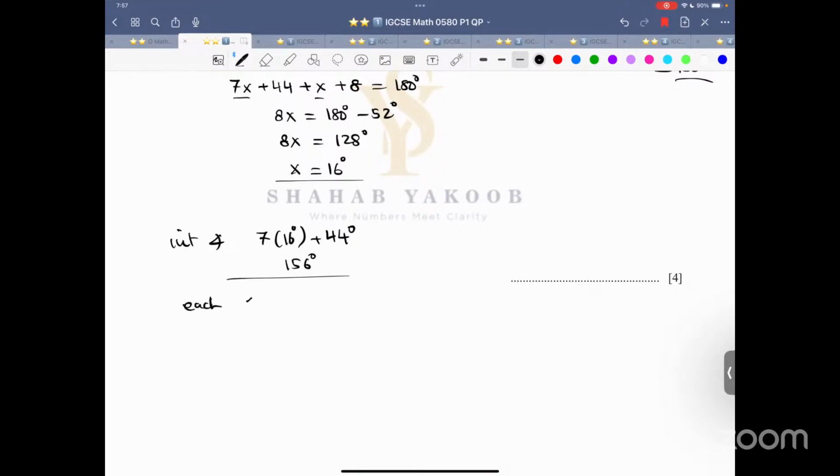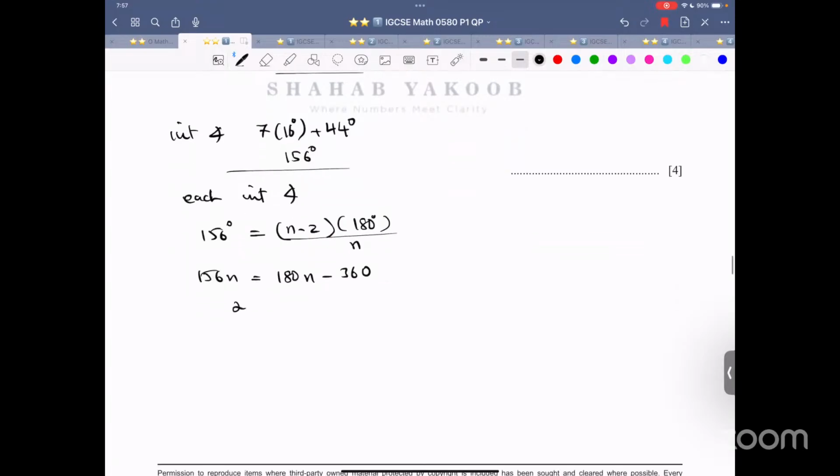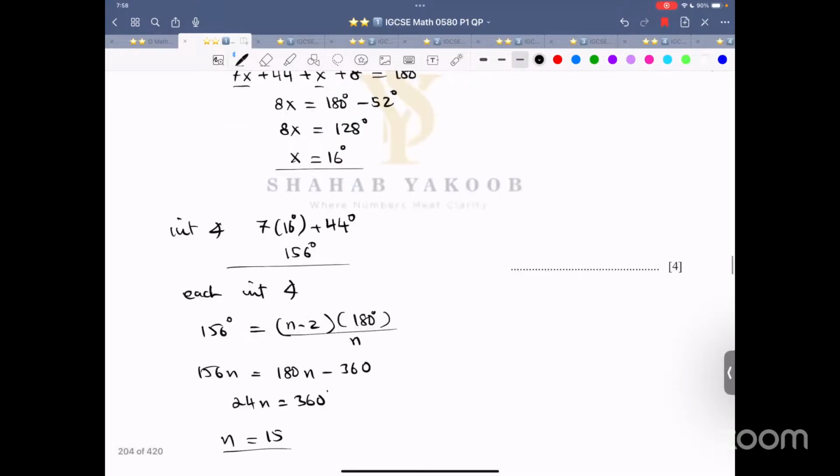Each interior angle is equals to 156 is equals to n minus 2 into 180 divided by n. So therefore 156n is 180n minus 360, and therefore 24n is 360. So 360 divided by 24, that comes out to be 15. So n is 15. Got the idea?